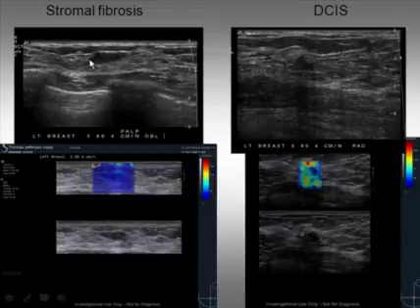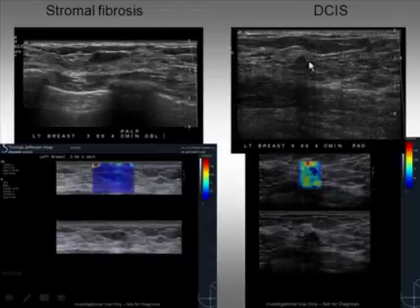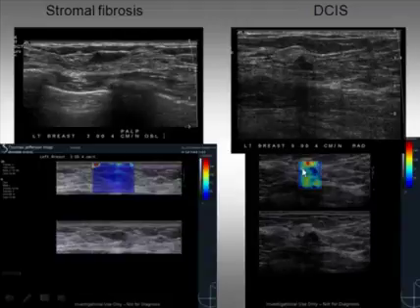Here are equivocal hypoechoic lesions in the breast, 2 different lesions. There are similarly ill-defined hypoechoic regions. On the left, we have a uniformly blue color map, and this turned out to be stromal fibrosis. On the right, we have a tie-dye color map, a mixture of yellow and orange and red, and this was DCIS.